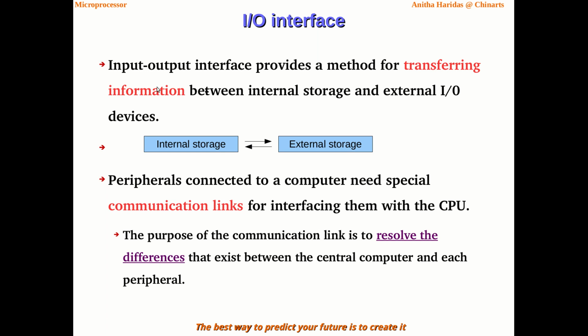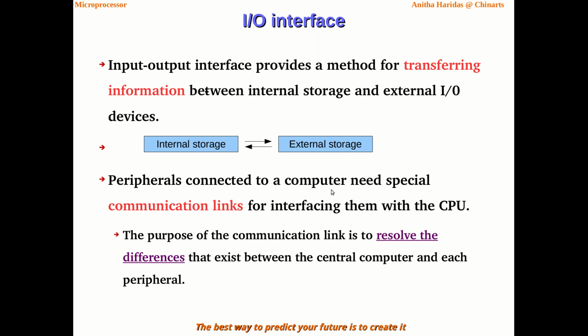So whenever you want to transfer information between internal storage and the external devices, you might have studied in your basics that the computer will be transferring the data from the input-output device to the processor, but it cannot directly transfer the data to the processor. Instead, it will transfer the data to the memory. Only then the data will be taken by the processor. So the major role of the input-output interface is to transfer the information or data from the internal storage to the external storage, and vice versa also.